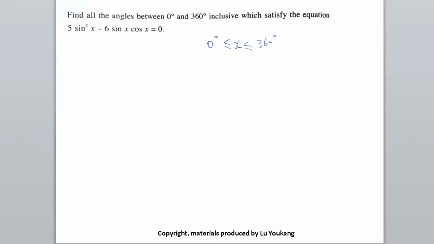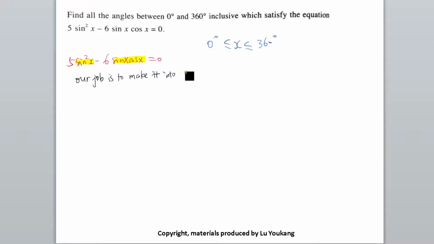And now let me copy this equation down. Find sine squared x minus 6 sine x cosine x equals 0. Because we see sine x here and we also see cosine x, our job is to make it either sine x or cosine x in this equation. We can't have both. If we have both sine x and cosine x, we can't solve.